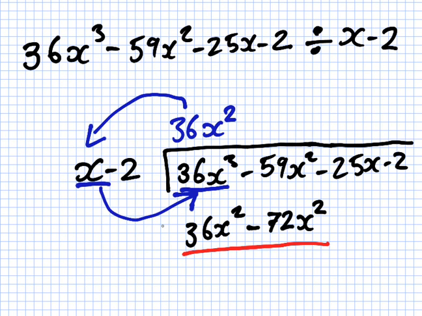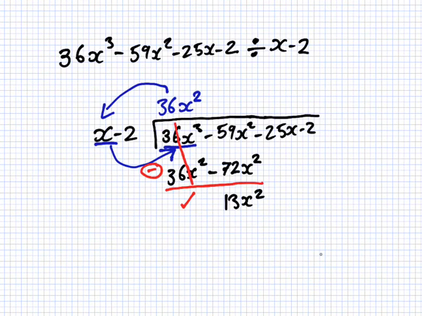Then the next step is, does anyone know? Not cross, subtract. So these cancel, and that's what should happen. Minus 59, now be careful with the sign, it's minus 59 minus 72x squared. So that gives me then 13x squared. And then you start again. So how do I change x into 13x squared? What do I multiply it by? 13x. And then you multiply.